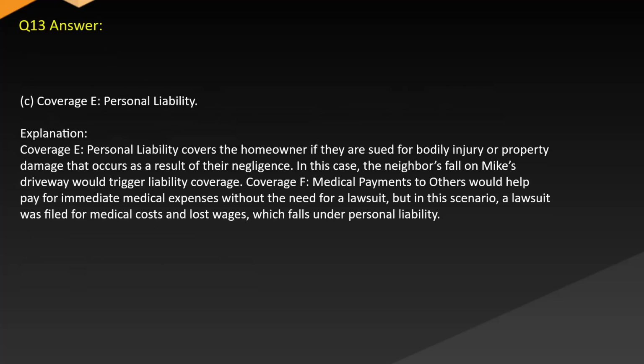Answer: C. Coverage E, personal liability. Explanation: Coverage E, personal liability, covers the homeowner if they are sued for bodily injury or property damage that occurs as a result of their negligence. In this case, the neighbor's fall on Mike's driveway would trigger liability coverage. Coverage F, medical payments to others, would help pay for immediate medical expenses without the need for a lawsuit, but in this scenario, a lawsuit was filed for medical costs and lost wages, which falls under personal liability.